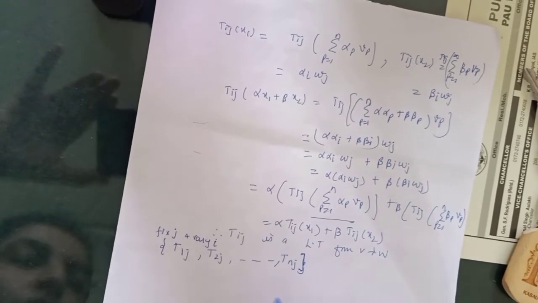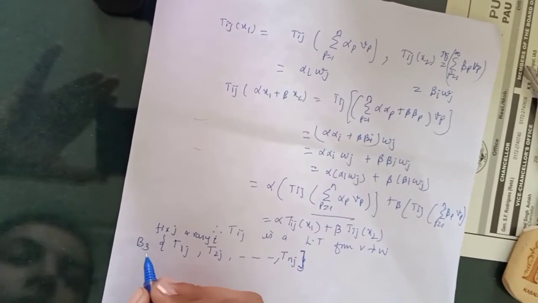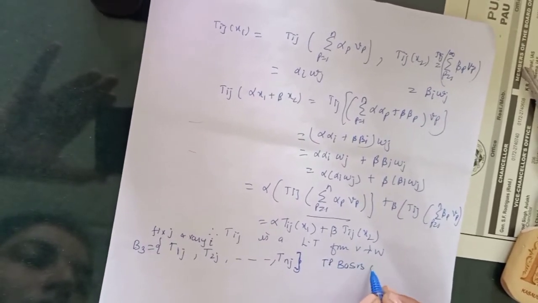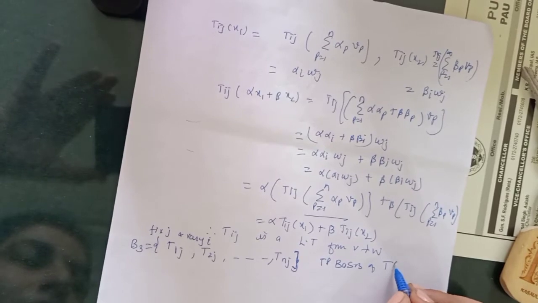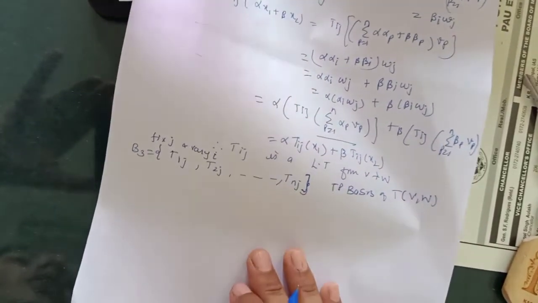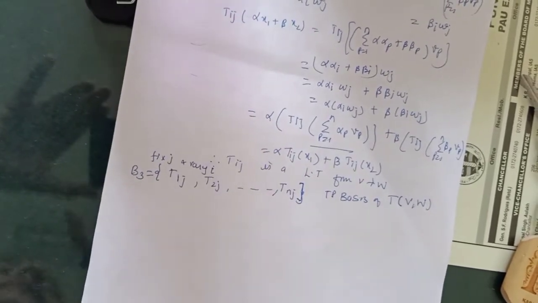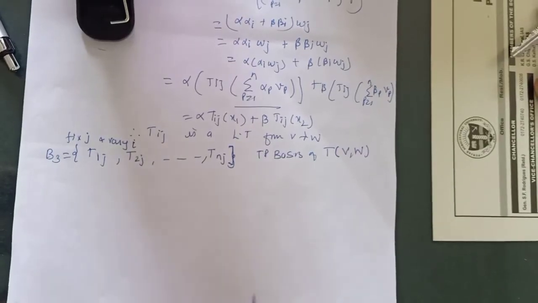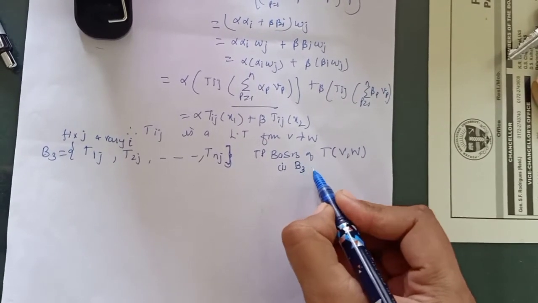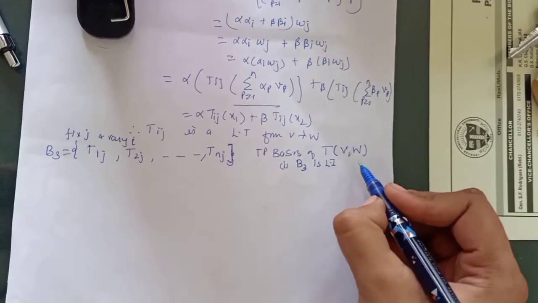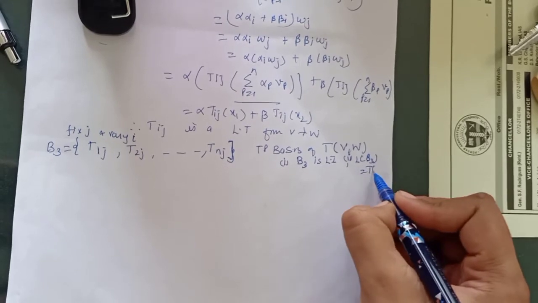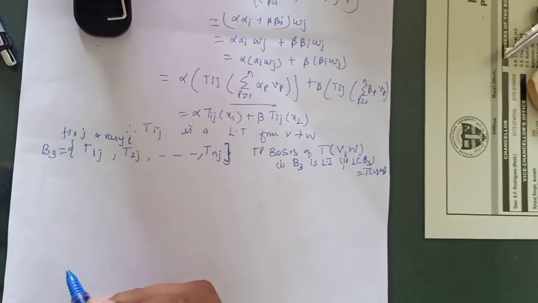So we will prove that this set, if I call it B3, is a basis of this vector space of all the linear transformations from V to W. To prove the basis, we will show two parts: that this set B3 is linearly independent, and that the linear span of B3 is equal to this vector space. This is what we need to prove.